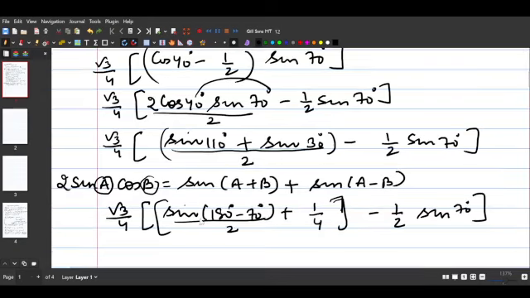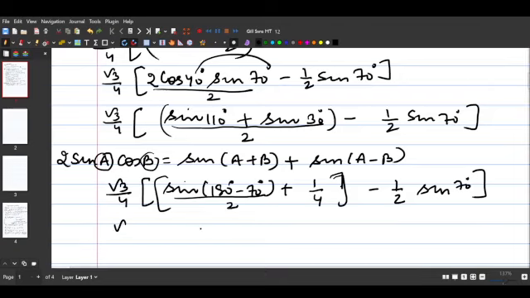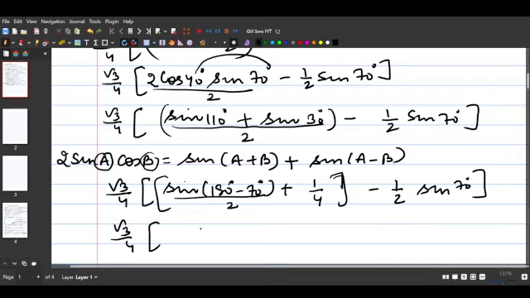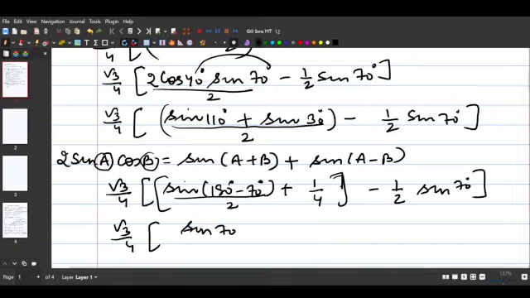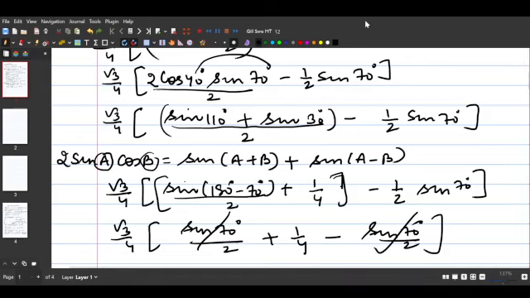Now, when we open the brackets, what we will have? Root 3 by 4. And everybody of you knows that sine of 180 degree minus theta is sine theta, and in the second quadrant, sine is positive. So I'll write sine 70 degree upon 2 plus 1 by 4 minus sine 70 degree upon 2. We can see that the first and the last terms got cancelled. And if I multiply root 3 by 4 into 1 by 4, that's giving you root 3 by 16.